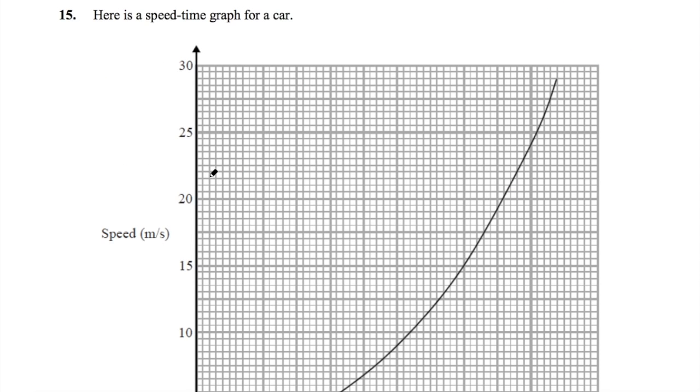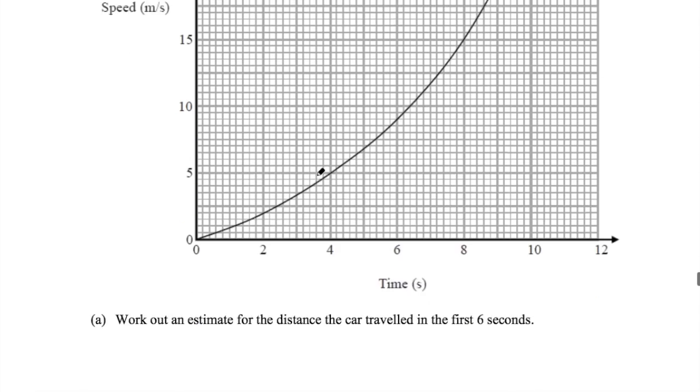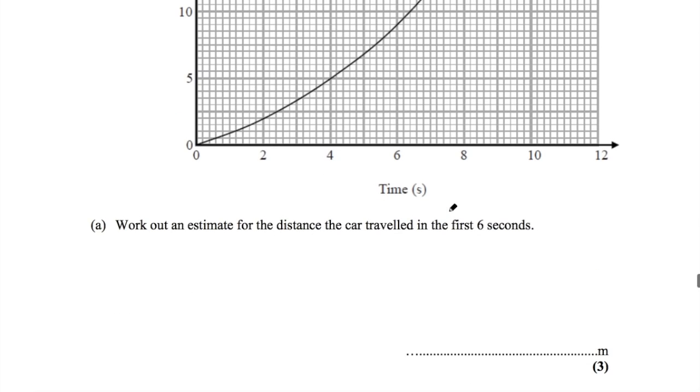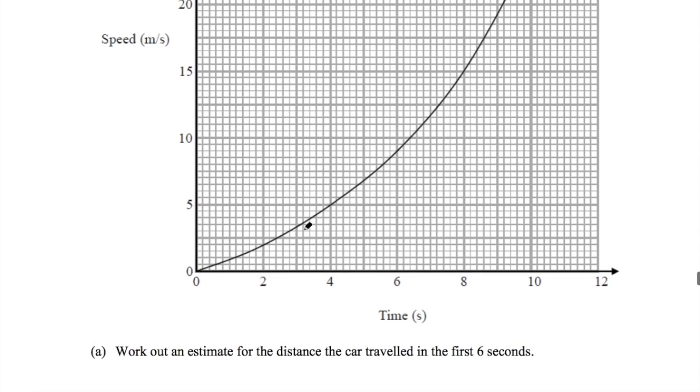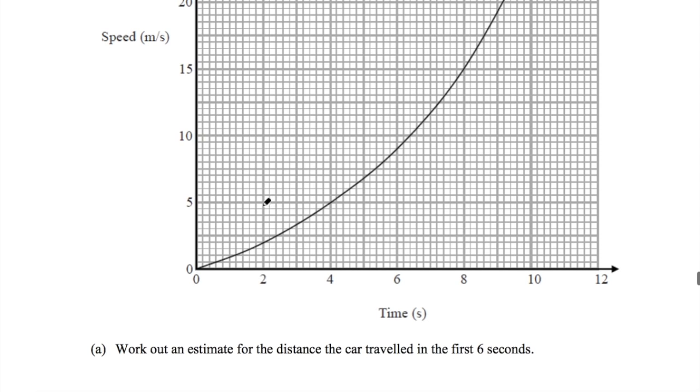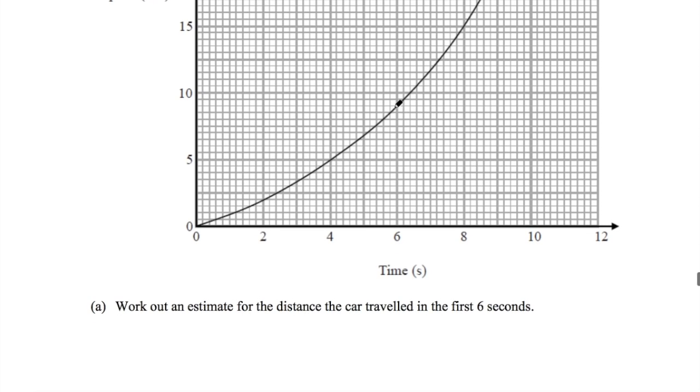Question 15 says, here is a speed-time graph for a car. Work out an estimate for the distance the car traveled in the first 6 seconds. For a speed-time graph, to work out the distance, you need the area under the graph, and we need it for the first 6 seconds. So we need the area from 0 to 6, so this area in here. And what they usually want you to do is to split it up into 3 different sections. So we have a triangle here, then a trapezium, and then another trapezium. So we need the area of those 3.